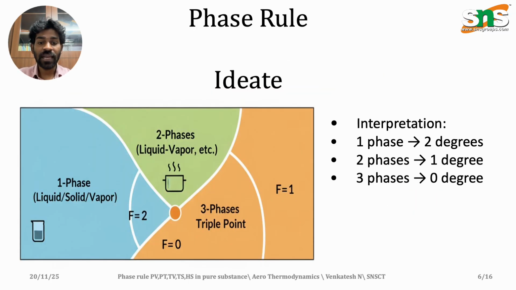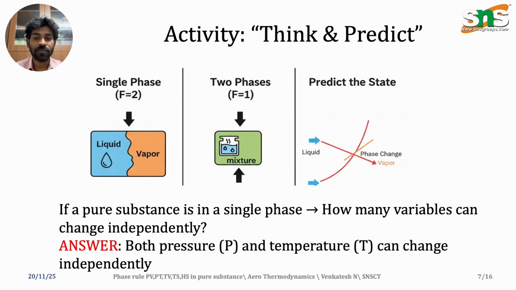This graph represents the center point, which indicates the critical point or triple point of the pure substance. The first phase shows the combination of liquid, vapor and water, the second phase covers only liquid and vapor, and the third phase covers only the triple point of the pure substance. Here we have considered water.